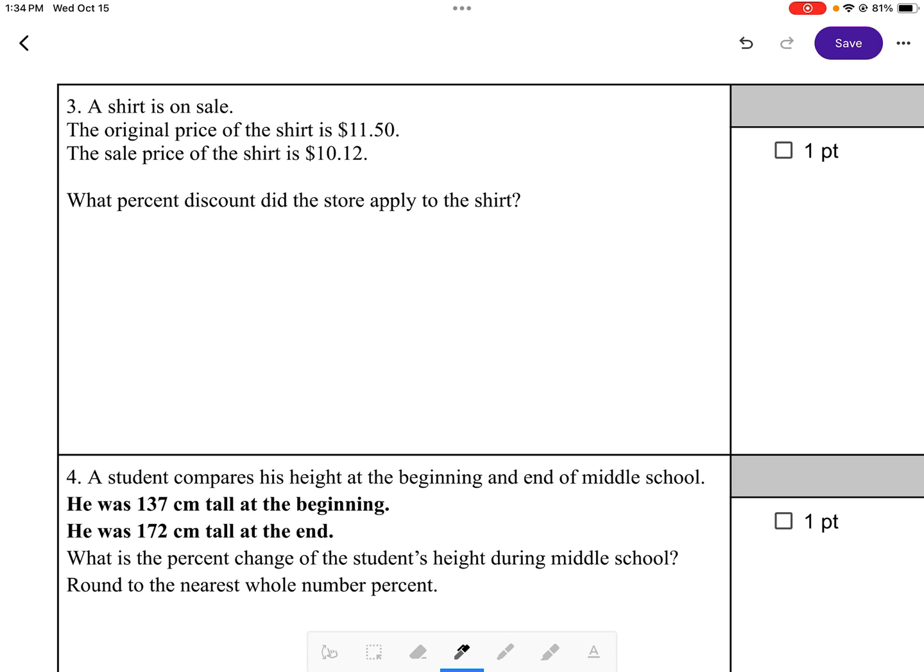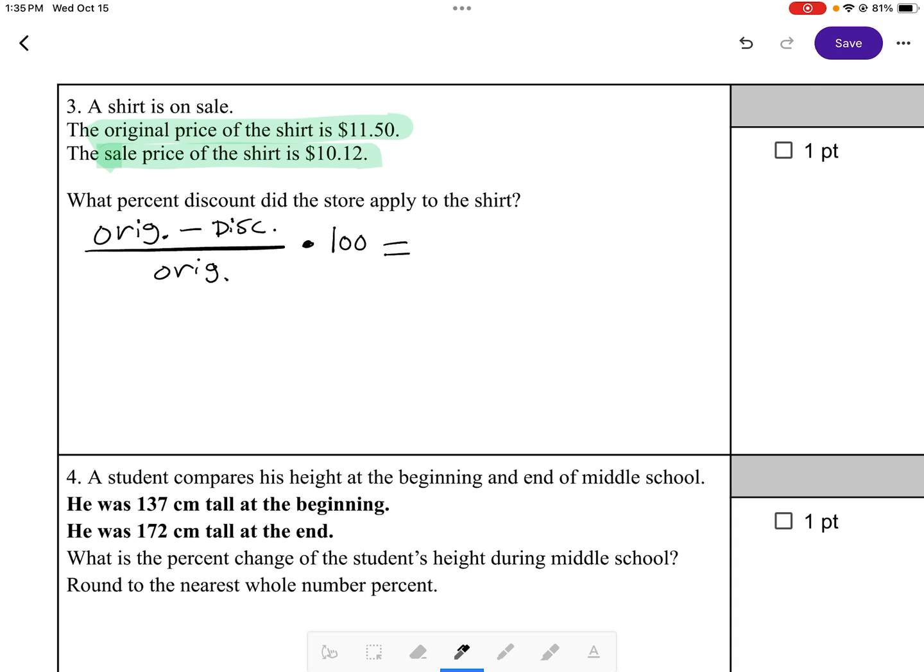Looking at number 3, a shirt is on sale. The original price of the shirt is $11.50, and the sale price of the shirt is $10.12. What was the percent discount that the store applied to this shirt? Okay, so when I do percent discount, I'm taking the original price, and I'm going to abbreviate, minus the discount, divided by the original, and then I'm multiplying that by 100 to get my percent.